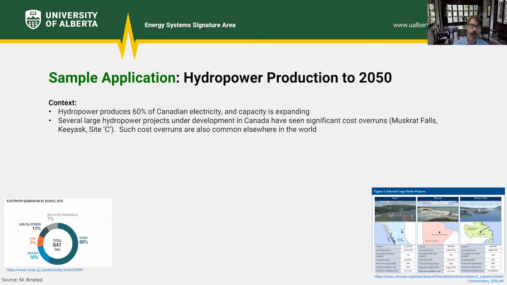However, at the same time, we have a problem, which is that several large hydropower projects under development have seen significant cost overruns. So you may have heard of Muskrat Falls in Newfoundland and Labrador, Keeyask in Manitoba, and Site C in British Columbia. These are not unique to Canada. This is actually a very common problem. Such cost overruns are actually common in many places in the world.